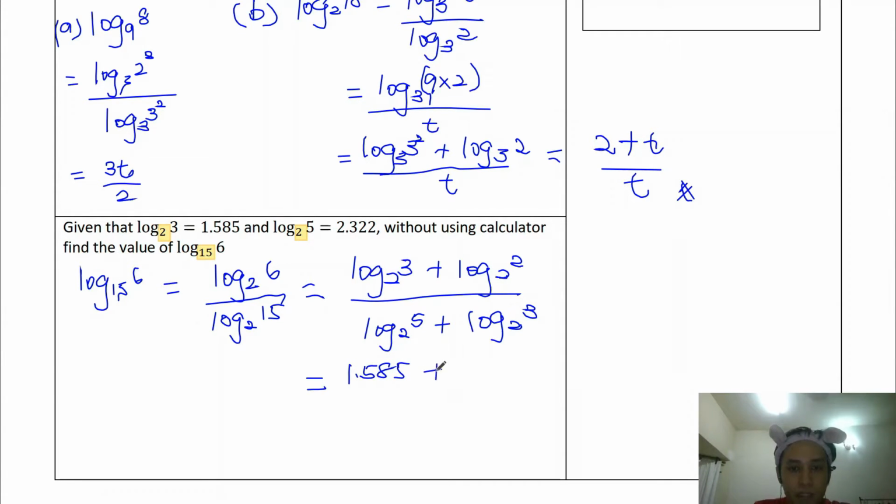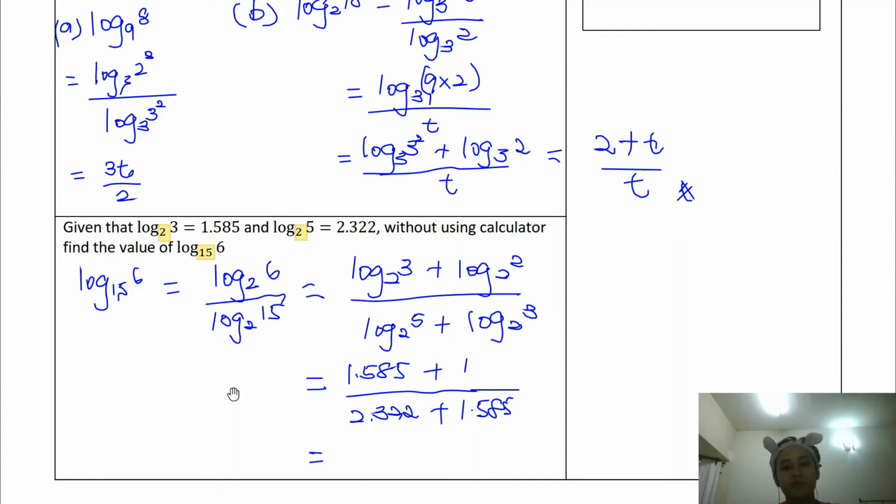So this is 1.585 plus 1, divided by log 5, which is 2.322, plus log 3, which is 1.585. Okay, so time to use your calculator. So 1.585 plus 1 divided by 2.322.